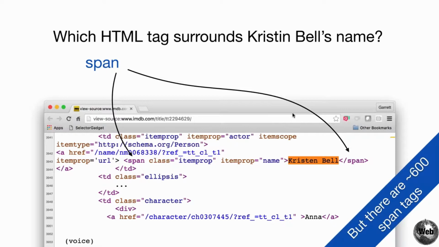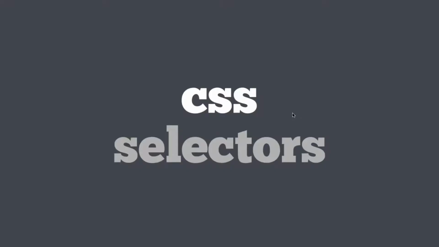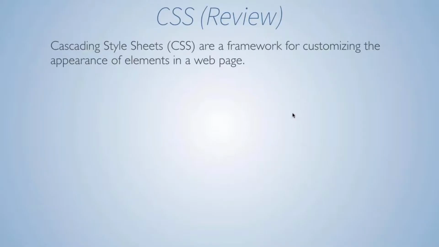Okay, let's look at how we could zoom in or be a little more targeted when we search for Kristen Bell. We're going to use more than just the HTML tag to describe and locate her name in this document. And we're going to do that by taking advantage of another technology that's used with web pages, and that's CSS. So if you're not familiar with CSS, here's a very brief introduction.